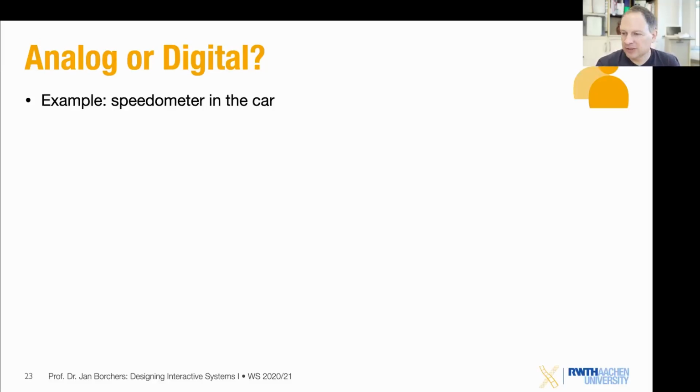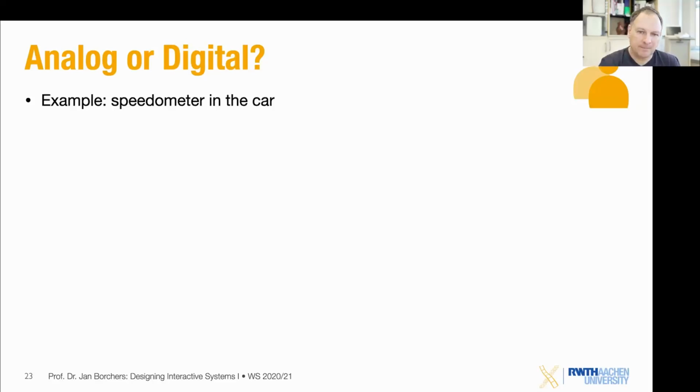I would like to hear some arguments from you guys for either an analog scale, that displays the speed with arrows, with the pointer, a needle, or for a digital display. Fabian, go ahead.